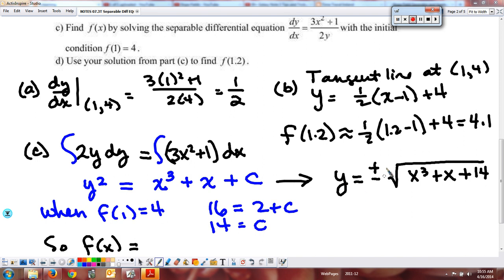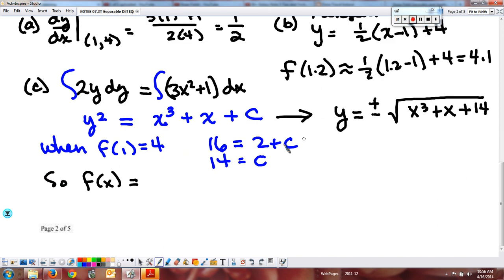Once you get to here, remember this is the plus or minus that really is in the general solution, and you have to look at what point you went through. I went through 1, 4, so when you go to the particular solution you have to choose whether you're on the plus or the minus version of that. Now the easiest way to do that is to simply plug in. If I plug in 1, I get square root of 16, and I want positive 4, not negative 4, because of here. So I really just want the square root of x cubed plus x plus 14. You can leave the plus or minus in the general solution, but you need to take out the one that is not the one you want for the particular solution.